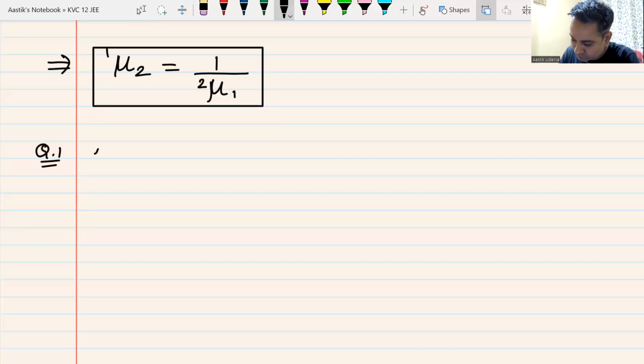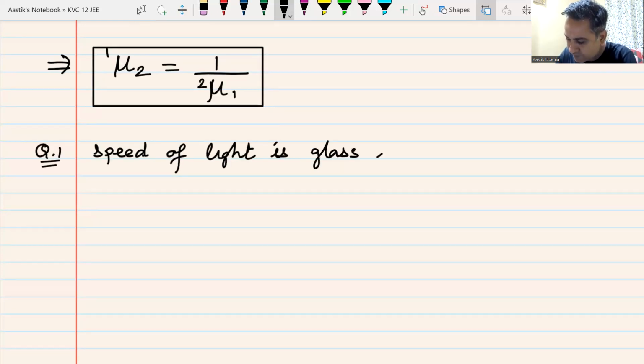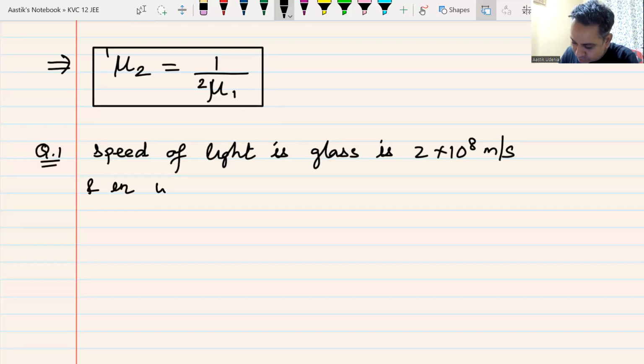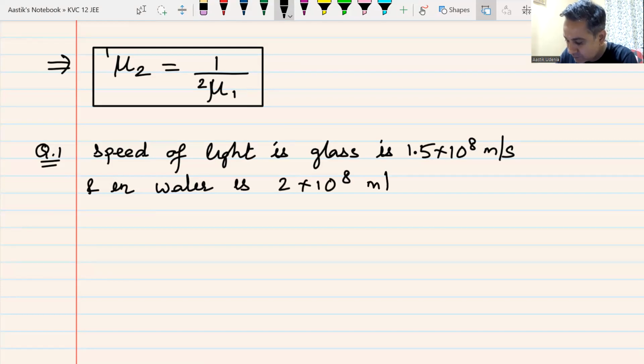Question. Speed of light in glass is 1.5 into 10 raised to the power 8 meter per second, and in water is 2 into 10 raised to the power 8 meter per second.